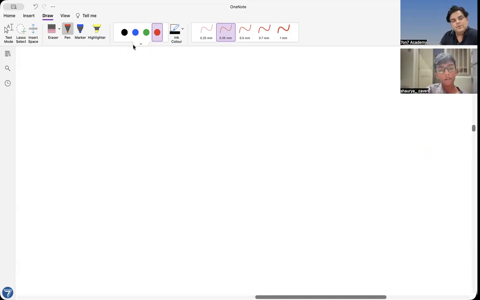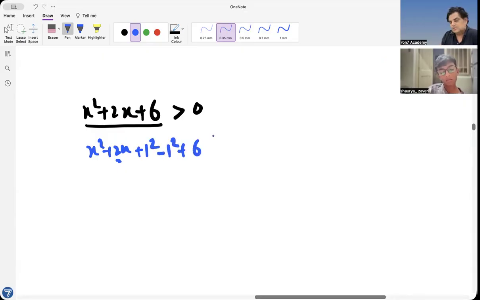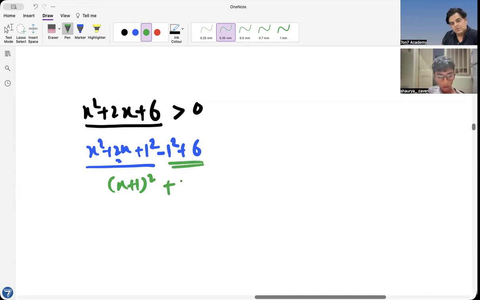Whenever you have to prove something always, see, if this is x square plus 2x, half of this will be 1, so 1 square. Agree? Minus 1 square plus 6. If you take these three, isn't this x plus 1 whole square? And this one is what? Plus 5.